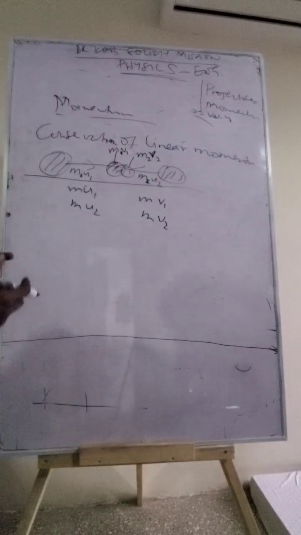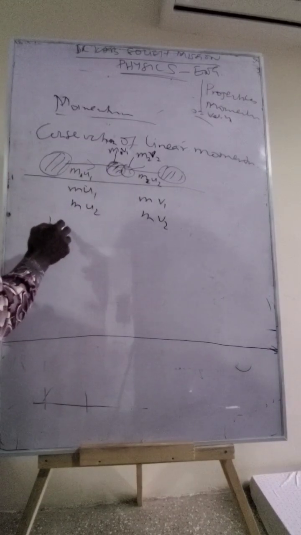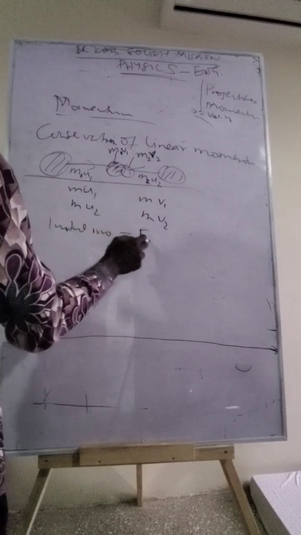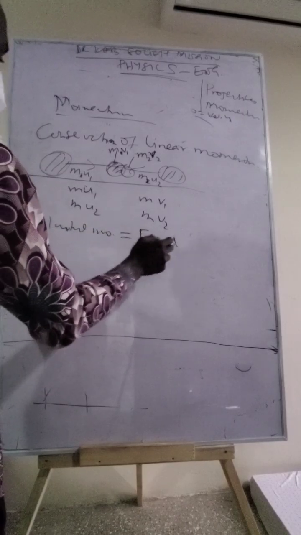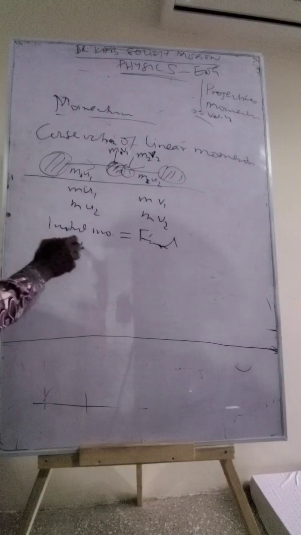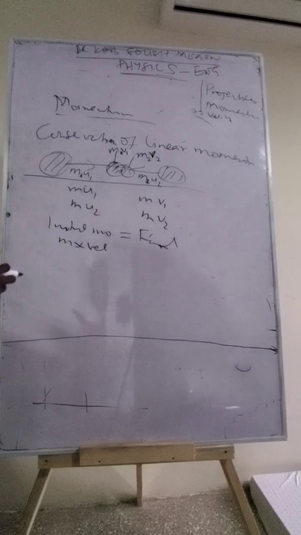But what we are saying is, in conservation of linear momentum, momentum is always constant. It means the initial momentum is equal to the final momentum, or the final momentum after collision. So momentum, we said, is the same as your mass times your velocity. So the initial momentum is the sum of the momentum of the two bodies.